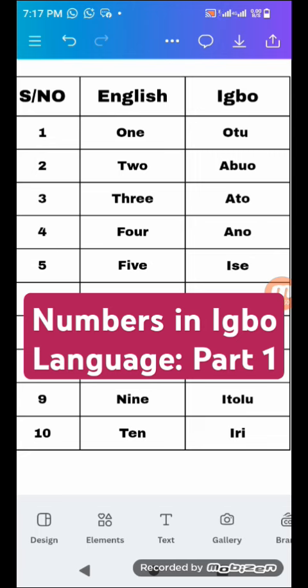1, Otu. 2, Abo. 3, Ato. 4, Ano. 5, Ise. 6, Isi. 7, Asa. 8, Asato. 9, Itolu. 10, Iri.